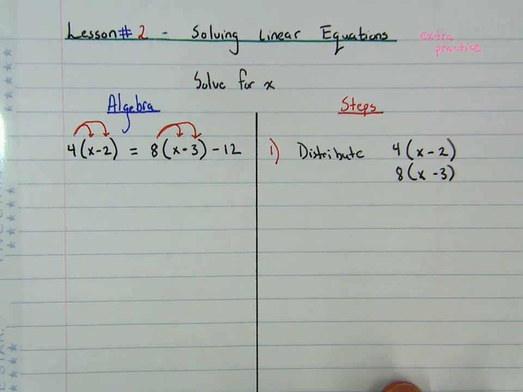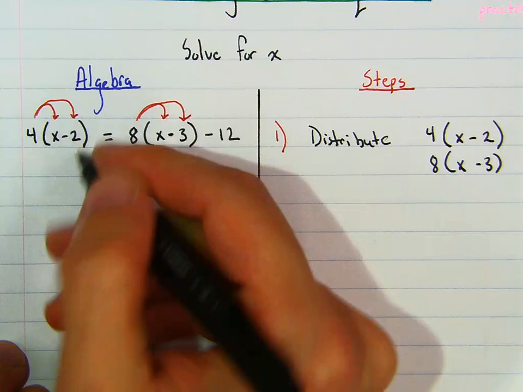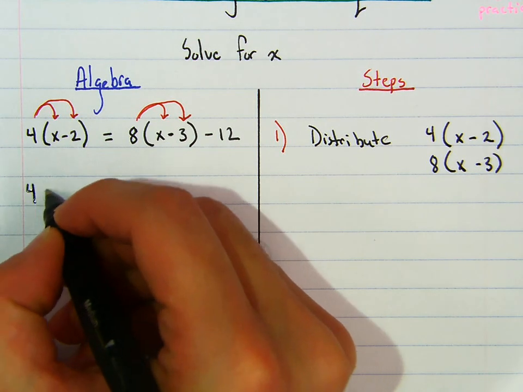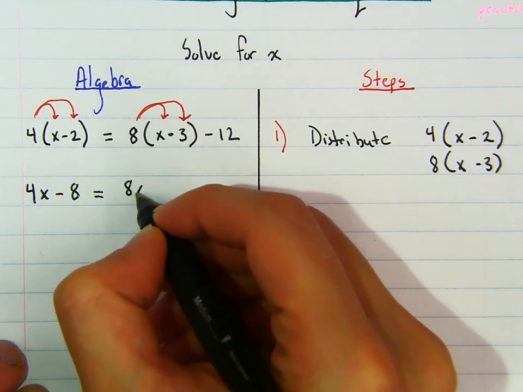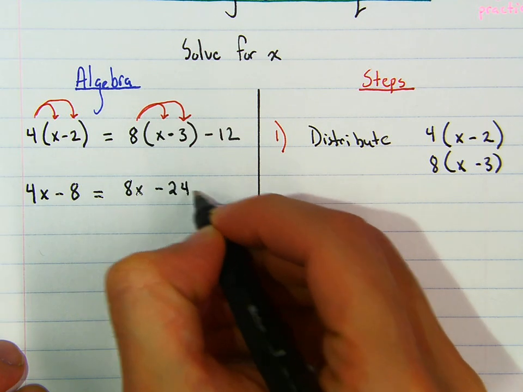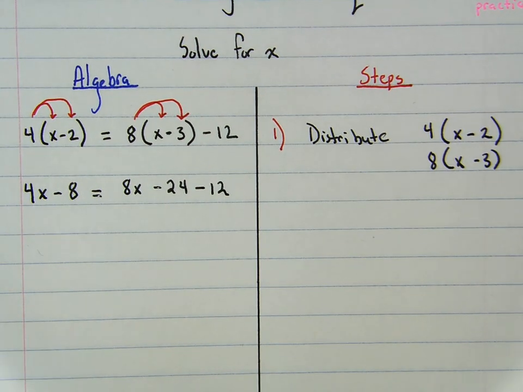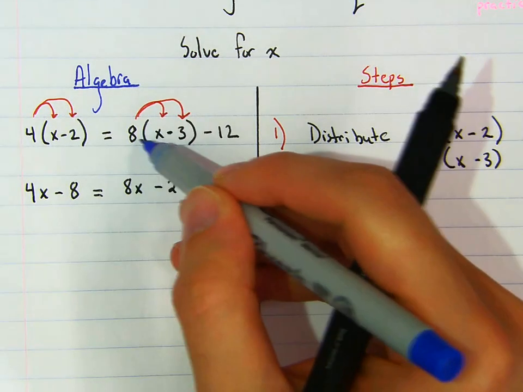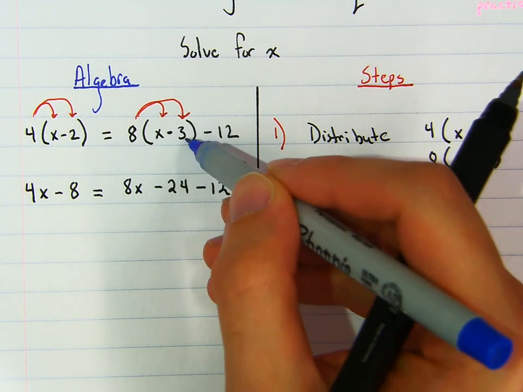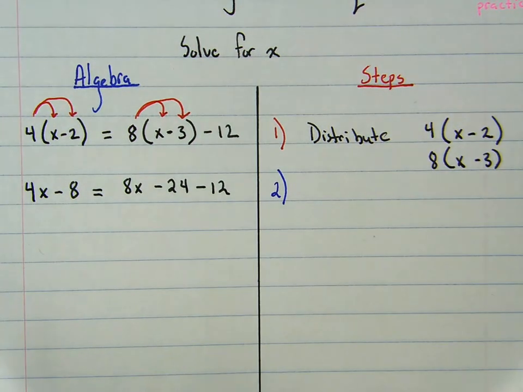Let's zoom in a little bit, and let me do this over here. So then what will this be? This will be 4x minus 8 equals 8x minus 24 minus 12. Cool. Now we get to this position, because here 8 times x is 8x, and 8 times negative 3 is negative 24. What would be the second move you could do?